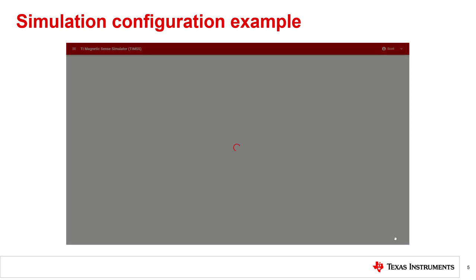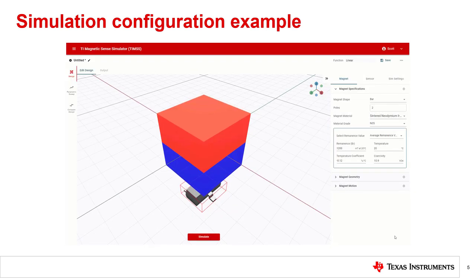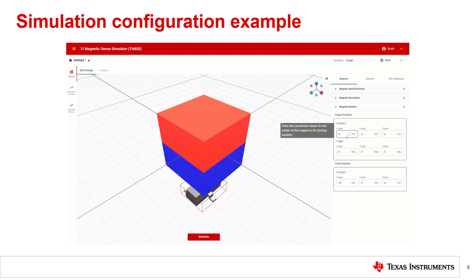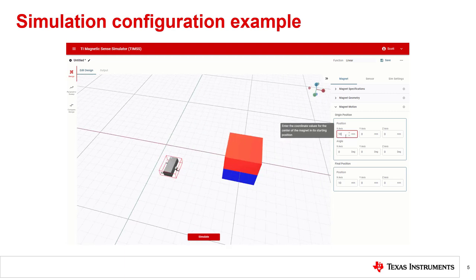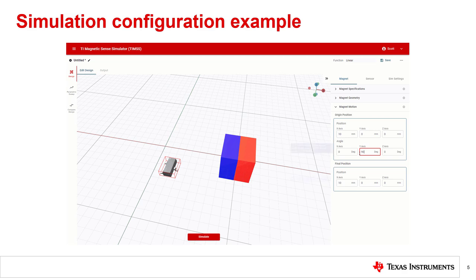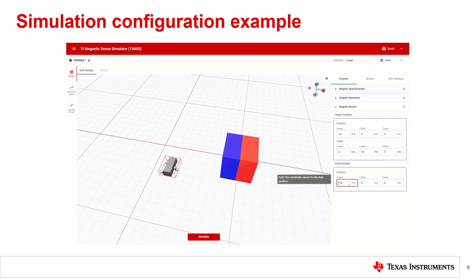I will leave the default magnetic material selected as neodymium type M35 magnet, and will also leave the default geometry as a 4 mm cube. I can configure for a typical slide-by orientation by setting the start position to 10 mm in X, then the final position to minus 10 mm in X, and by rotating 90 degrees in Y. This would normally provide a Z-axis input that could be used in a slide-by configuration.